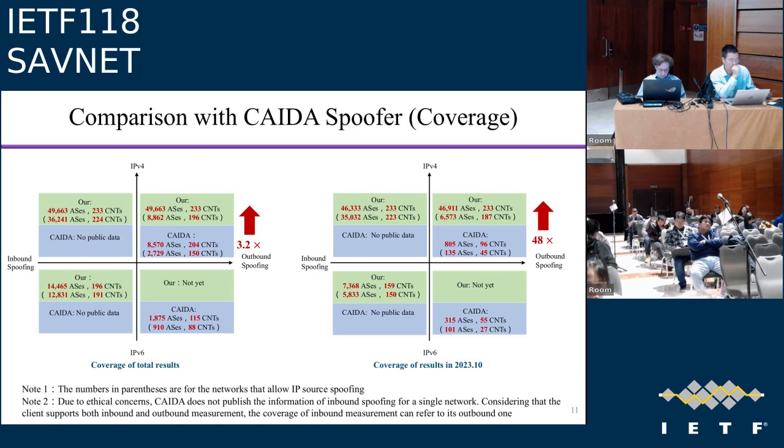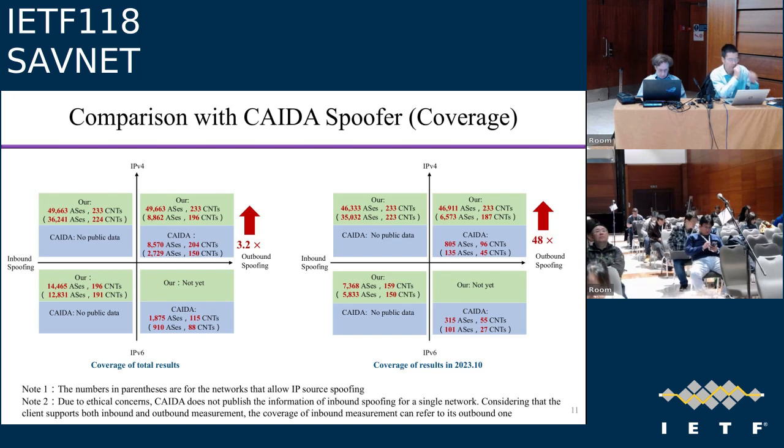We compare the coverage of our data with CAIDA Spoofer. Please note that the numbers in parentheses are for the networks that allow IP source spoofing. And due to ethical concerns, CAIDA Spoofer does not publish the information about inbound spoofing for a single network. But considering that the client supports both inbound and outbound measurement, the coverage of inbound measurement can refer to its outbound one.